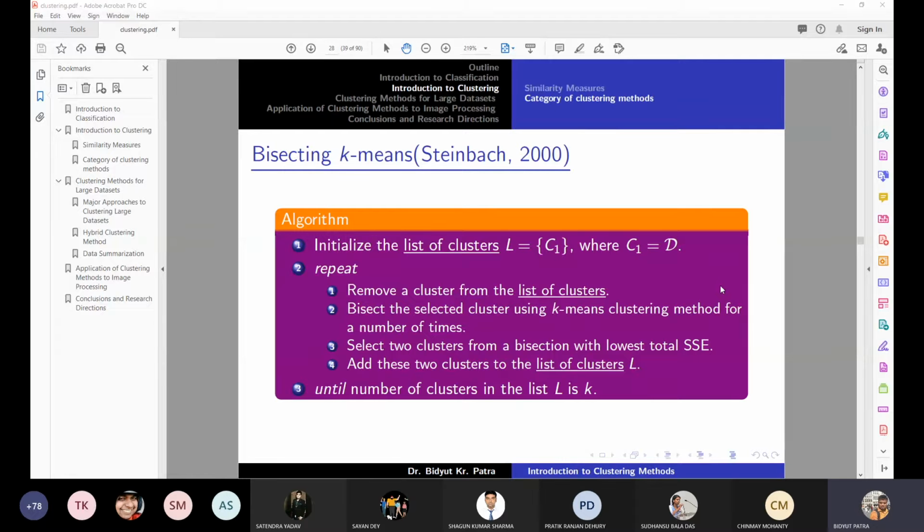So in summary, we said k equal to 2. Obviously, you can take a value more than 2, but there won't be much difference from the original k-means. And it is proven that bisecting k-means is much better than the original k-means, and people started using bisecting k-means instead of original k-means.